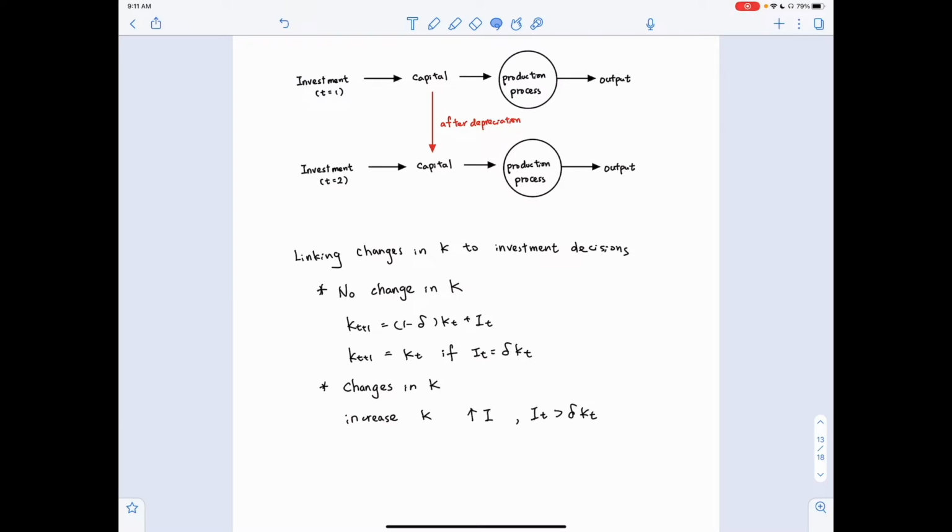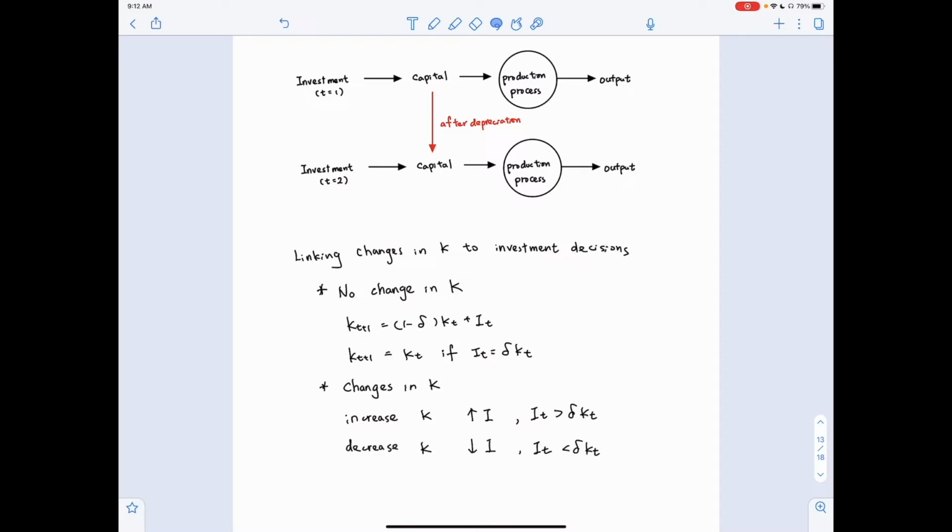Well, if we want to increase the capital stock, then we need to have investment more than the depreciated capital. So if before the change the investment equals the depreciated capital, then after the change, when we want to increase the K, we want our investment greater than the depreciated capital. Therefore, the investment needs to increase.